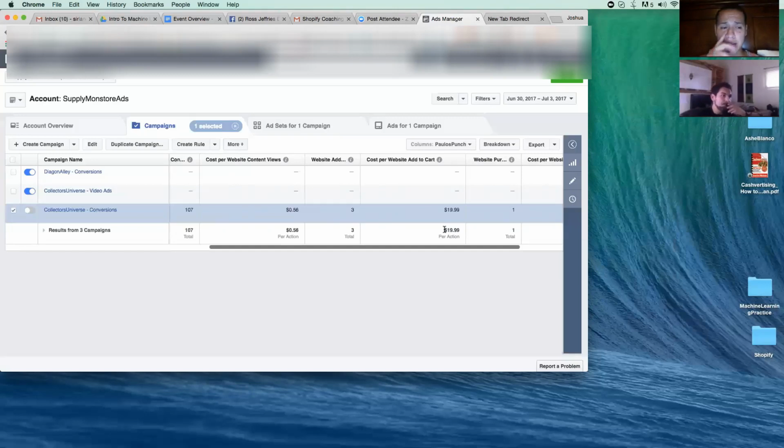But I recommend you either give it 3 to 5 days, or you can spend 10, 15, or 20 and start making your decision on whether you're going to pause it. You don't have to kill it, but you can pause it for now after you spend that much money. Does that make sense? Yeah, it makes a lot of sense.